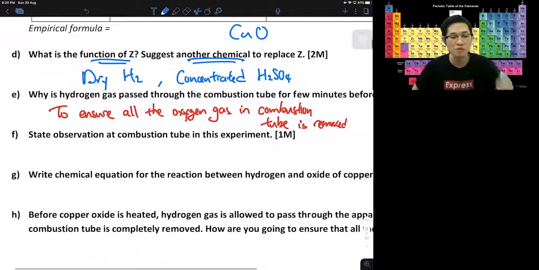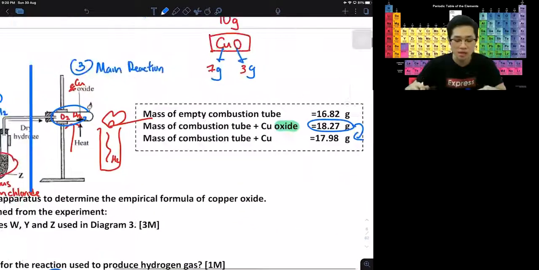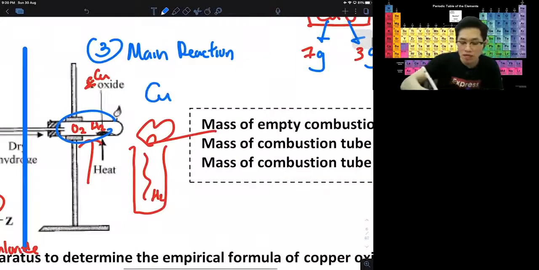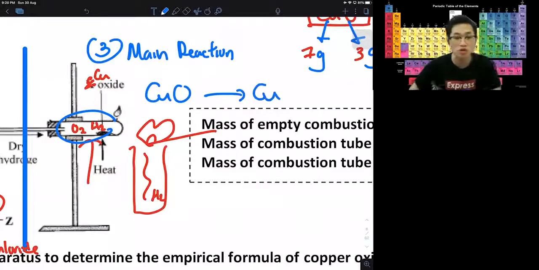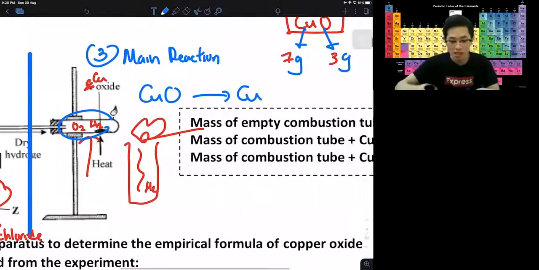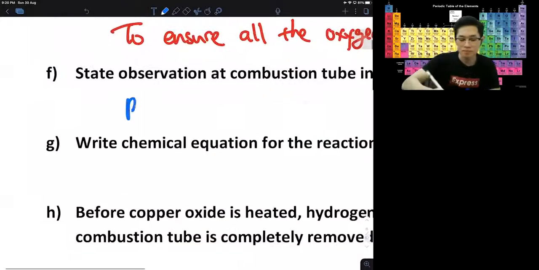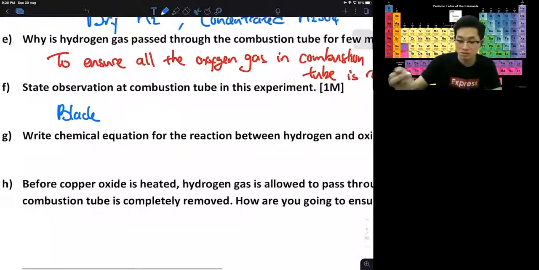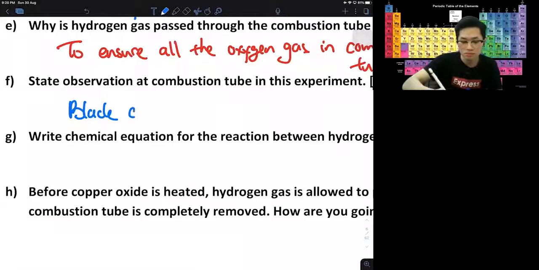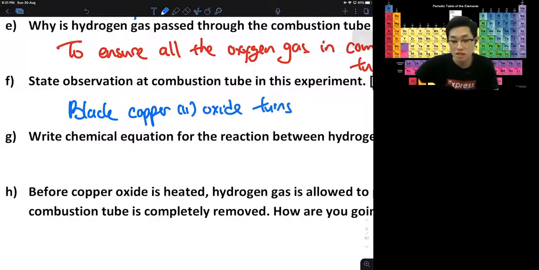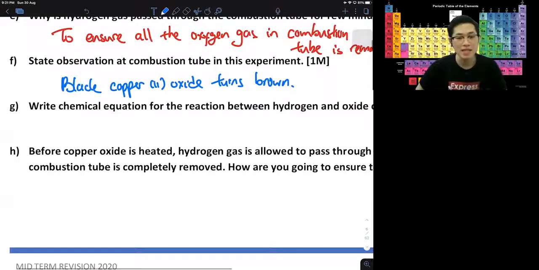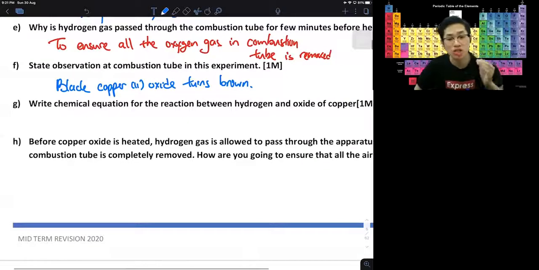And then, state the observation at the combustion tube in the experiment. So what will be the observation? In the experiment, the copper(II) oxide, as we said, will be reduced to copper. The color change will be from black copper(II) oxide to brown. Yes, just like that. Write a chemical equation for the reaction between hydrogen and oxide of copper.